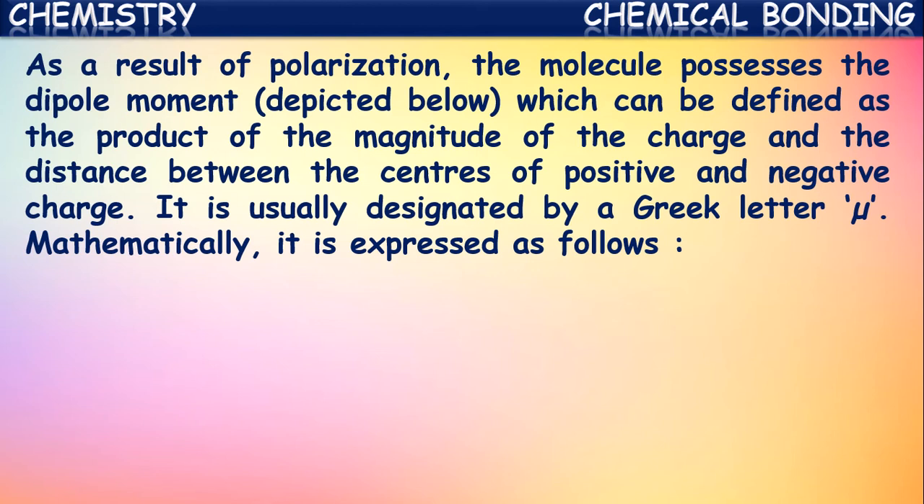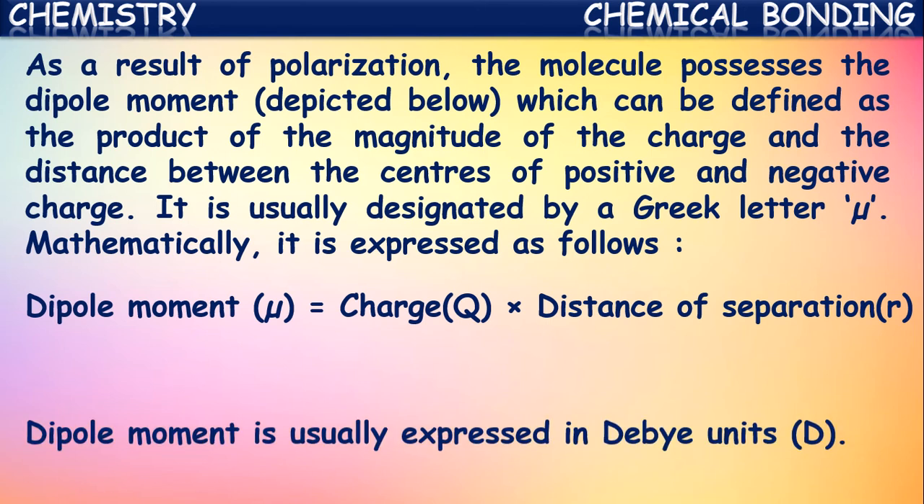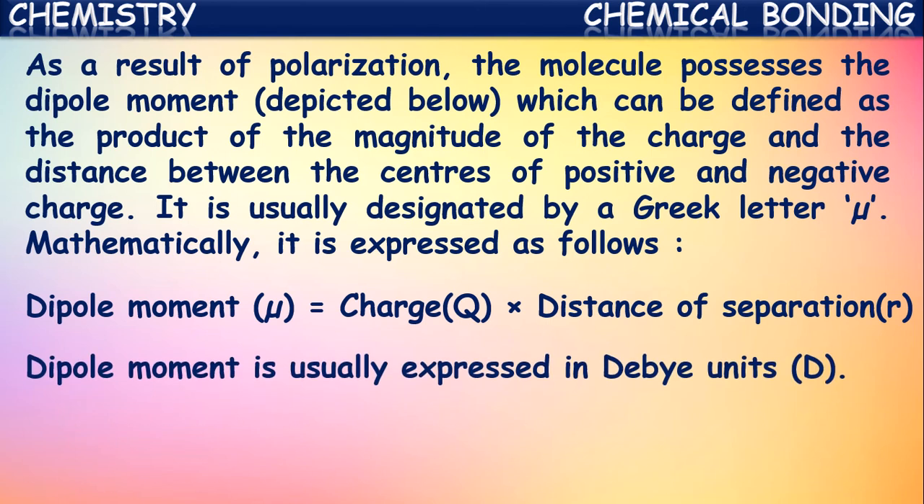It is usually denoted by the Greek letter mu. Mathematically, it is expressed as follows: dipole moment mu is equal to charge times distance of separation. That means the distance between the centers of positive and negative charges. So the charge times the distance of separation gives the dipole moment of that bond. Okay, dipole moment is usually expressed in debye units. So for the dipole moment, the units are debye units.